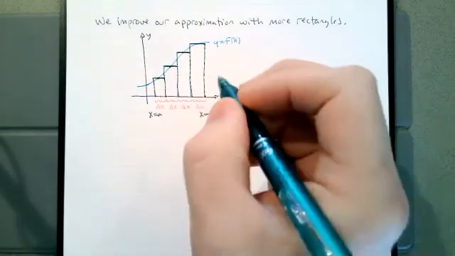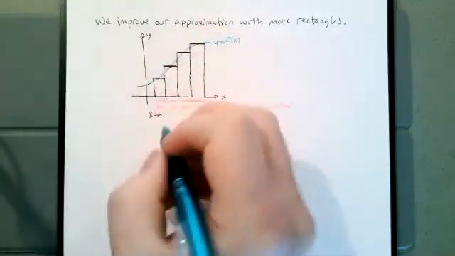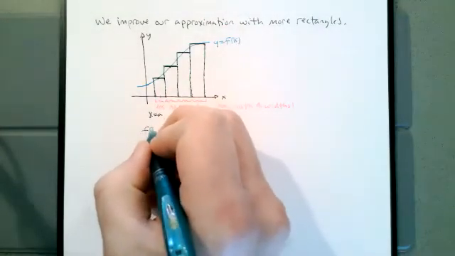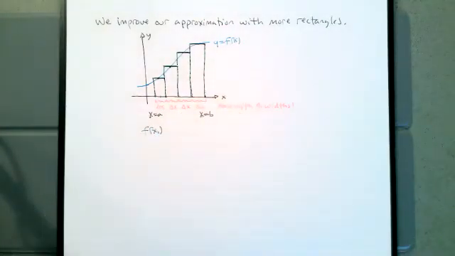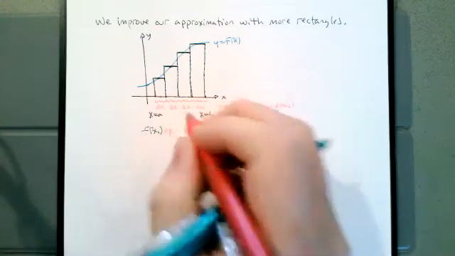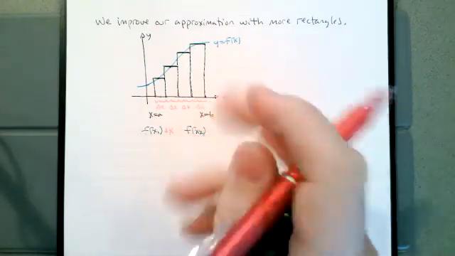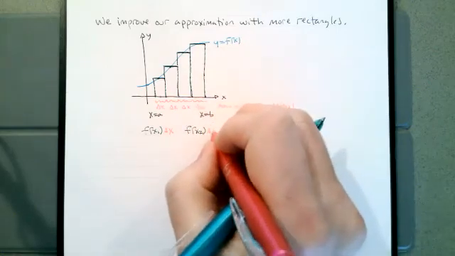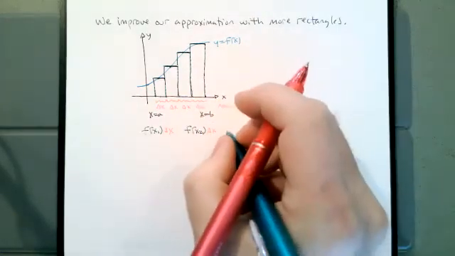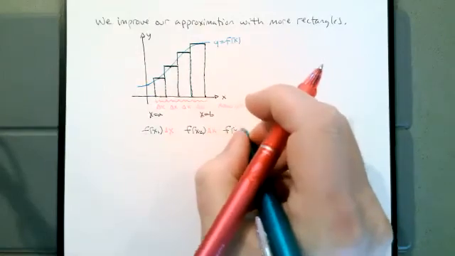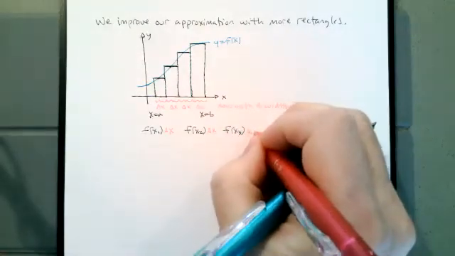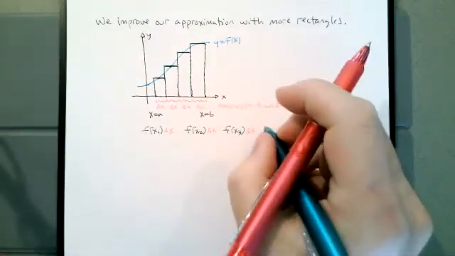And our area, we now have 4 different values. So we have f at x1, 4 different areas. f at x1 times delta x, f at x2 times delta x, f at x3 times delta x, and f at x4 times delta x.